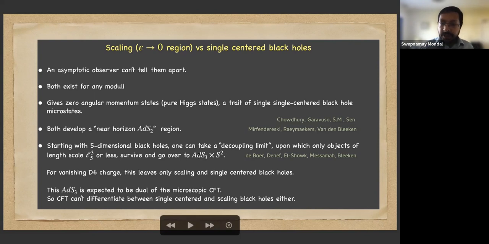This includes the black holes for which centers have D6 brane charges, but we are not talking about them. So then it leaves only single-centered black holes and scaling black holes because they can come arbitrarily close. This is a very non-trivial similarity. And as you would expect, this AdS3 is important because you expect it to be related to the microscopic CFT2 that describes these black holes, which means that in the microscopic description, there is no genuine difference between scaling and single-centered black holes.